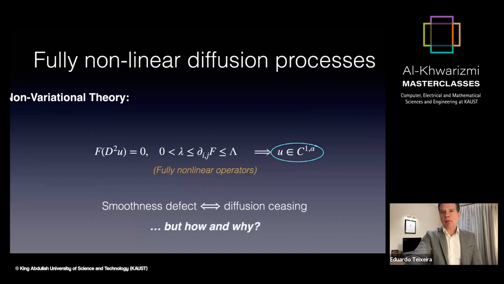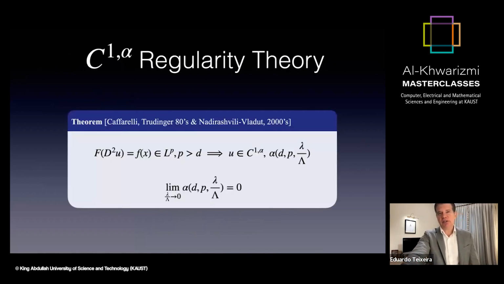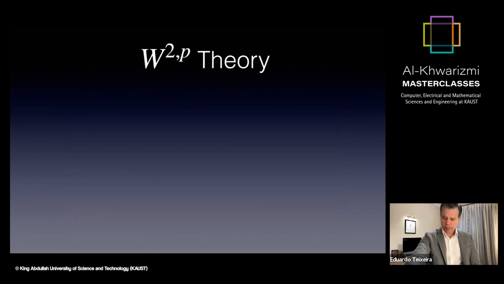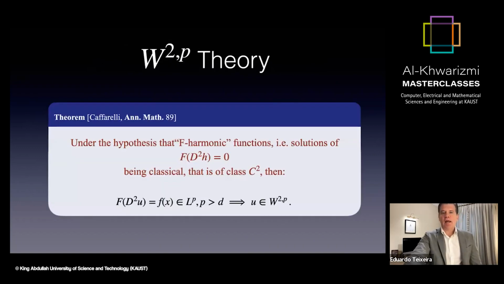So here it's much more complicated, because you don't have any clear relation as to how solutions are losing regularity, right? And in fact, solutions are just C^{1,alpha}, and this alpha that comes from Caffarelli's theorem actually can degenerate. And this is a program put together by Nadirashvili and Vlăduț. And another important result due to Caffarelli in the late 80s is that if F-harmonic functions, in other words, solutions that satisfy F(D²h) = 0, are classical C², then you can develop a W^{2,p} theory. So solutions that satisfy the equation being equal to an L^p function are in W^{2,p}.